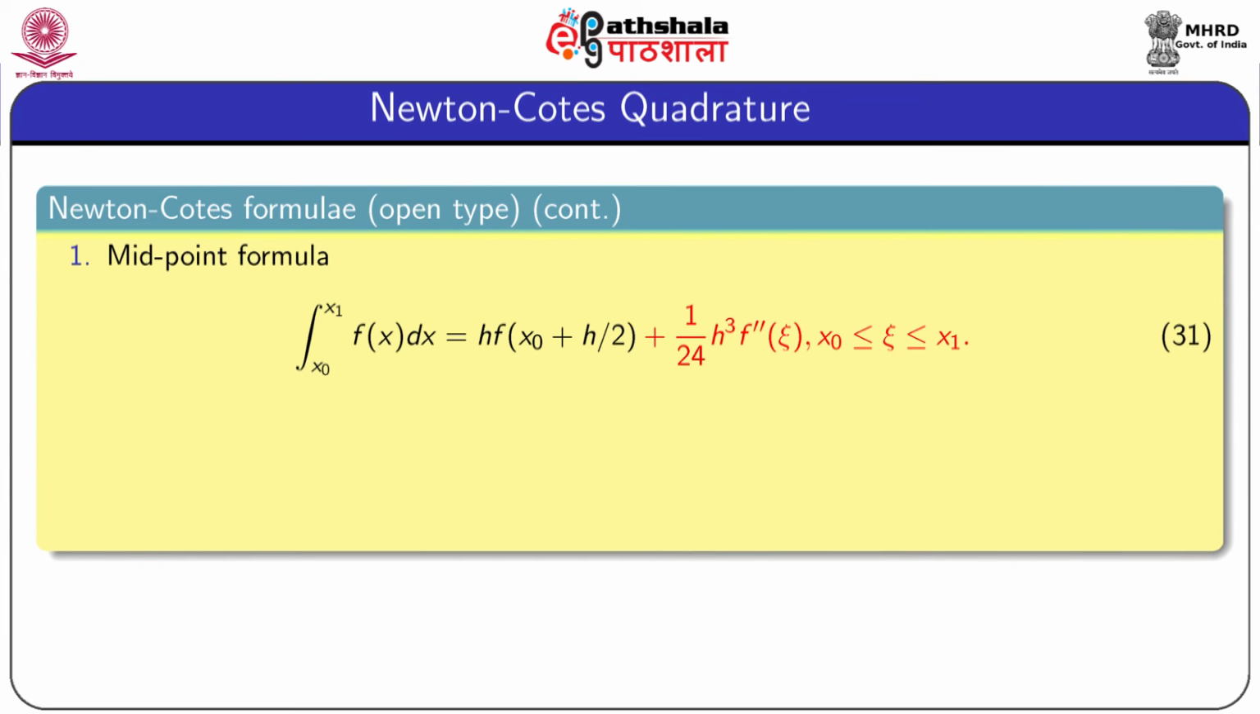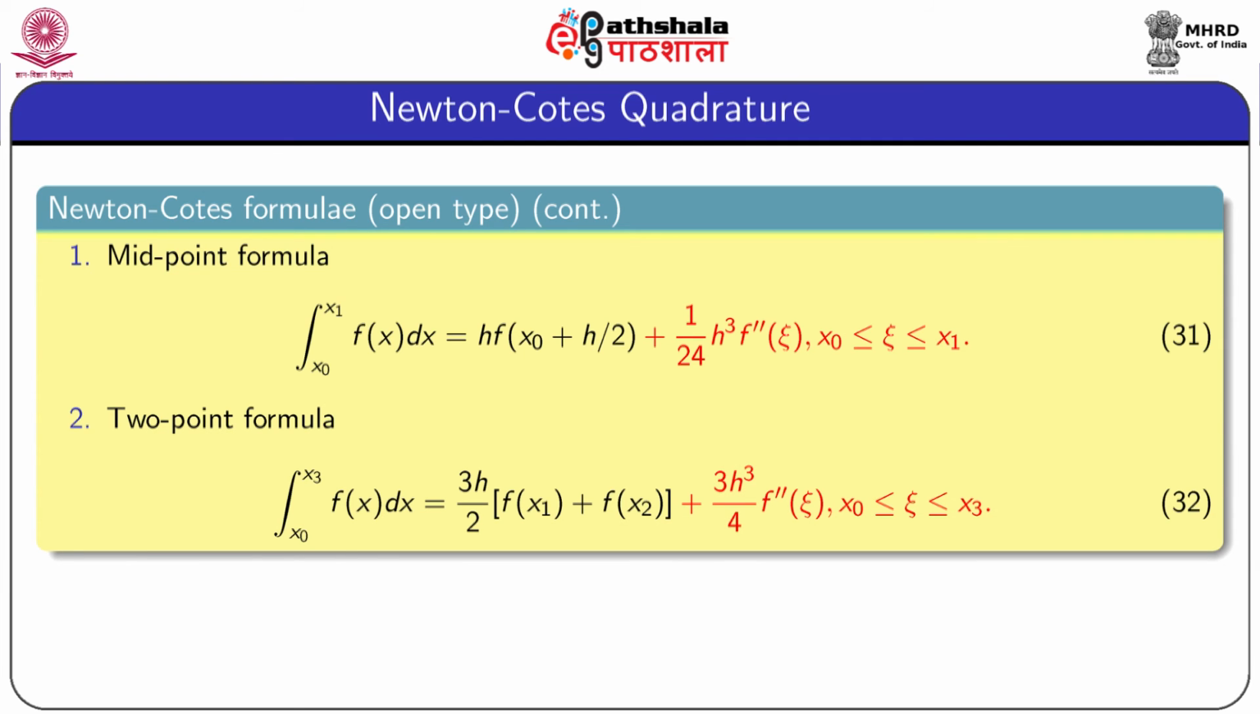So, for this case, a new kind of Newton Cotes quadrature formula is derived, and this type of formula is known as the open type Newton-Cotes quadrature formulas. The first one is called the midpoint formula. This is a very simple formula, and the formula is the integral from x0 to x1 of f(x) dx equal to h times f of (x0 plus h by 2), where x0 plus h by 2 is the middle point of the endpoints x0 and x1, and the error term is 1 by 24 h cube times the second derivative of f at xi, which lies between x0 and x1. This is a very simple formula to calculate the integration of a function f(x) excluding the points x0 and x1.